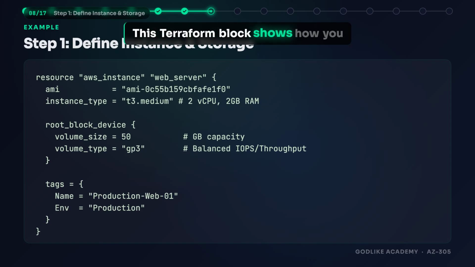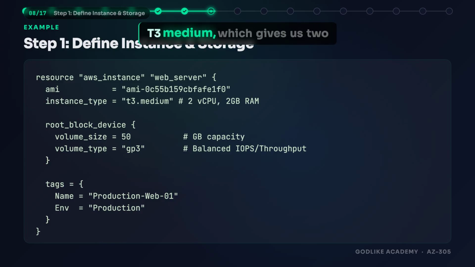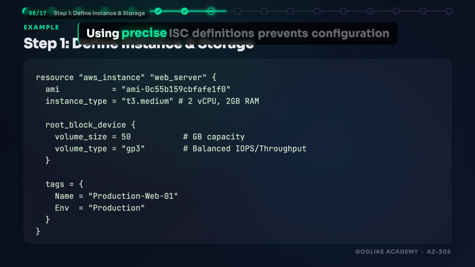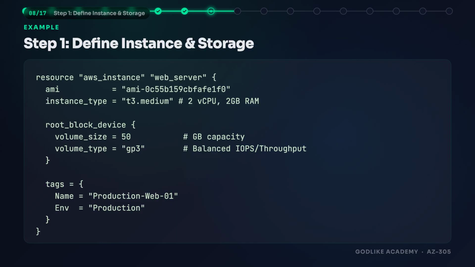This Terraform block shows how you define that sizing in code. We specify the instance type as T3 medium, which gives us 2 vCPUs and 2 gigabytes of memory. The root block device sets a 50 gigabyte volume with GP3 storage for balanced performance. Tags help us track this resource as a production web server. Using precise IaC definitions prevents configuration drift across environments and ensures your deployment pipeline consistently provisions the exact compute tier required to meet strict SLI targets without manual intervention.